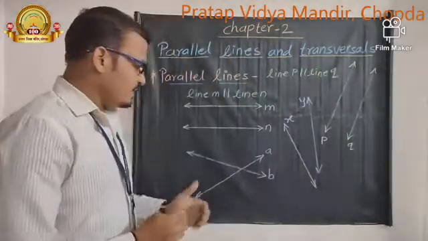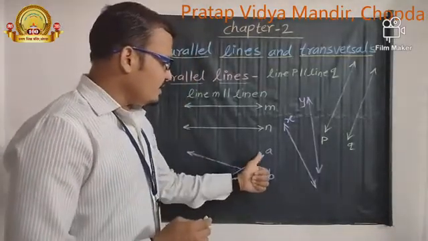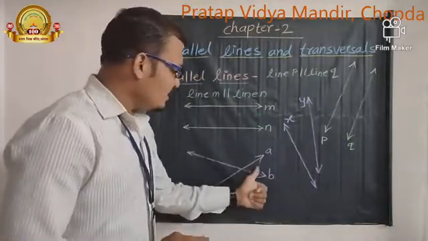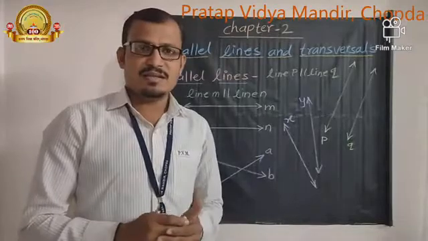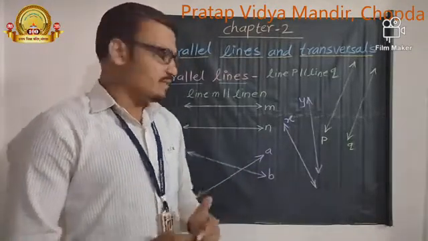But if we take line A and line B, then here clearly these lines intersect each other. So these lines are not parallel lines. Such lines are called intersecting lines.